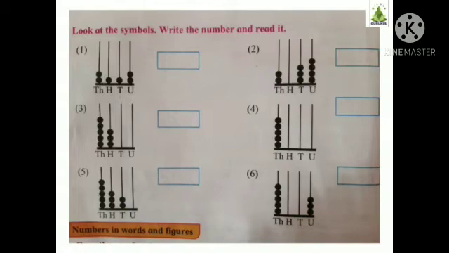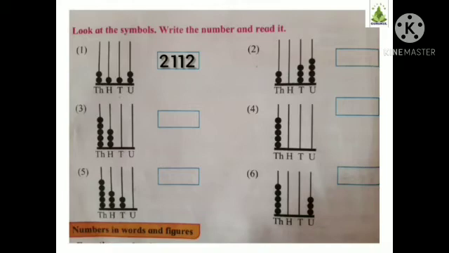Refer page number 8 and complete this activity. First example, I will solve for you. First start counting the beads from the thousands place. At thousands place, there are 2 beads, so write 2 at thousands place. Then at hundreds place, there is only 1 bead, so write 1 at hundreds place. At the tens place, there is only 1 bead, so write 1 at tens place. Last, at the unit place, there are 2 beads, so write 2 at unit place.